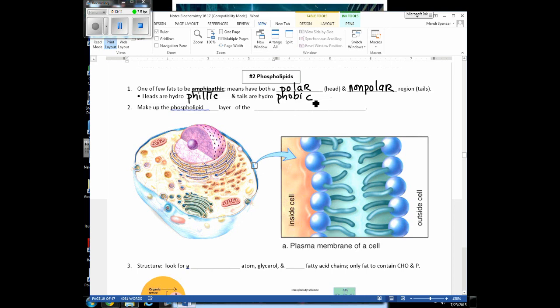And because of the nature of this phospholipid, because of the polar and the nonpolar regions, those phospholipids will come together to form a bilayer. That membrane, that's a bilayer. Because the inside of the cell contains water, the outside of the cell contains water. We say that those are aqueous solutions. And so these polar regions are going to interact with water, and the nonpolar regions are going to interact with one another. So you get this phospholipid bilayer that makes up the cell membrane.